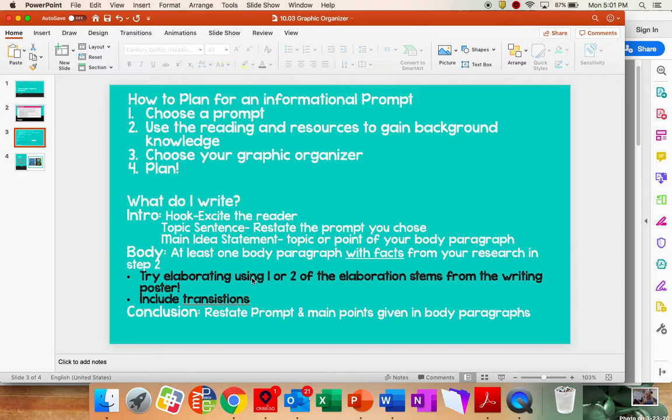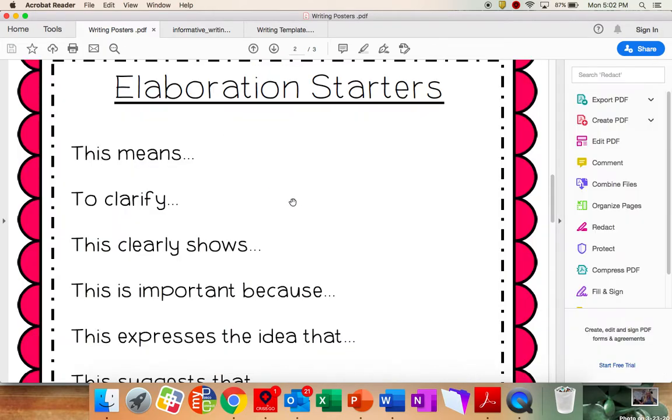Then you're going to start with the facts. Choose those facts that are going to help answer your question. You wouldn't know the answer to your question if you hadn't read those facts. Think of it that way. So you're giving the answer, and then you're going to tell the reader how you know that answer with those facts. And then with the facts, you want to elaborate using one or two of the elaboration stems that we saw in the pink document.